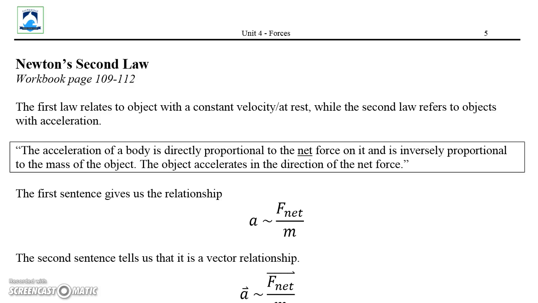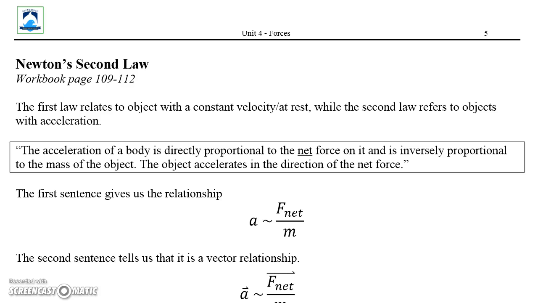So Newton's second law. The acceleration of a body is directly proportional to the net force on it and is inversely proportional to the mass of the object. The object accelerates in the direction of the net force. Net force we'll spend a lot of time with. Net force is not an actual force. It is all the forces added together, remember. So it's not a new force. It is just all the forces added together.